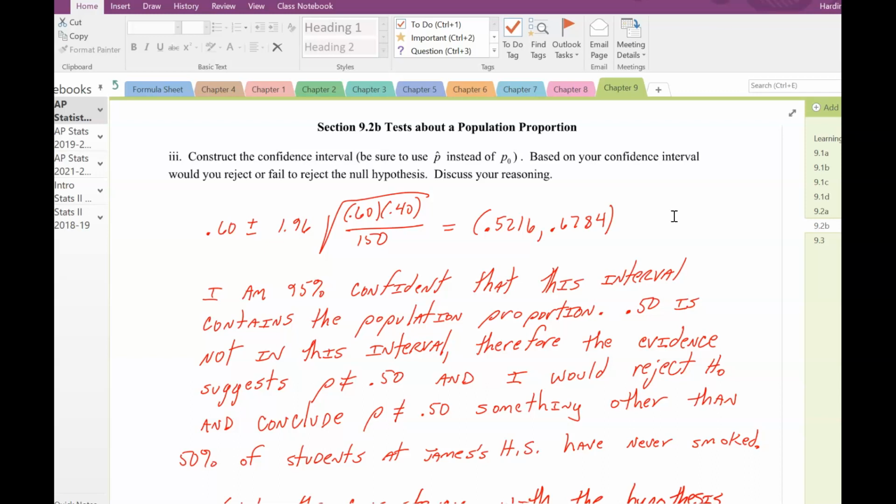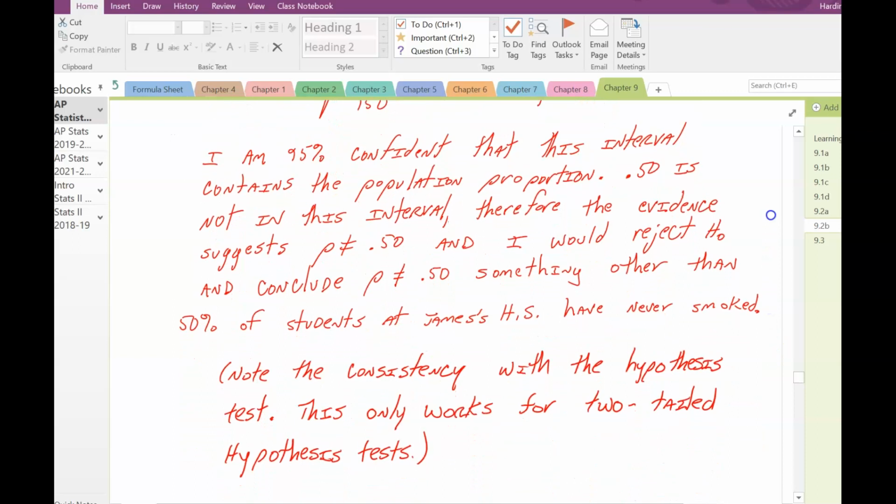Now, if you compare this to our test, 0.5 is not in this interval. So this interval also gives us evidence that the proportion of students at his high school who have smoked cigarettes is not 50%. It is something other than 50%. Everything in that interval is above 50. So this is consistent with our significance test.